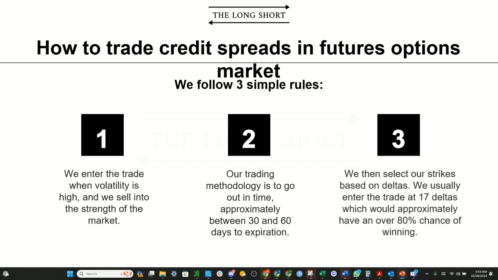Number three, we select our strikes based on deltas, and we start at 17. 17 is my go-to number. I start at 17 when I'm selling. My short strike is around 16, 17, 18 deltas. I don't go 20, I don't go 21, I don't go anywhere beyond 20. It's less than 20 on both sides to start with. 17 deltas is my sweet spot, and it gives us approximately over 80% chance of winning. I'll show you that on the platform in a minute.